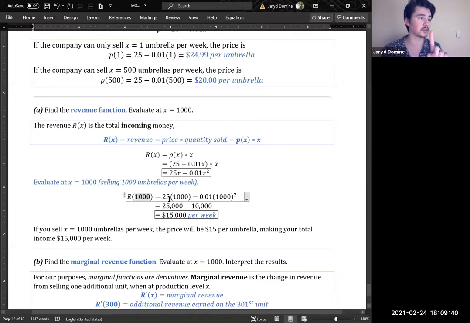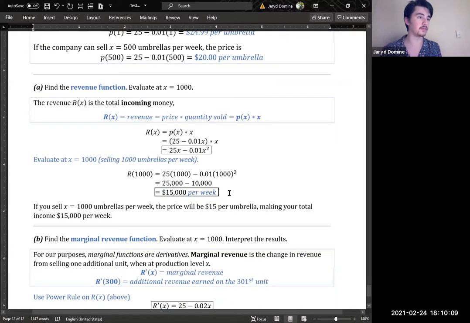So R of 1,000 is 25 times 1,000 minus 0.01 times 1,000 squared. So this works out to 25,000 minus 10,000, which is 15,000. $15,000 per week, that's your revenue. The units here, like dollars and per week, aren't necessary, but that's just what it means. So the revenue is going to be some amount of dollars per week in this case. And then that's it. That's the answers. So you have the revenue function and the revenue function evaluated at 1,000. I just have an extra explanation down here if you want to read that.